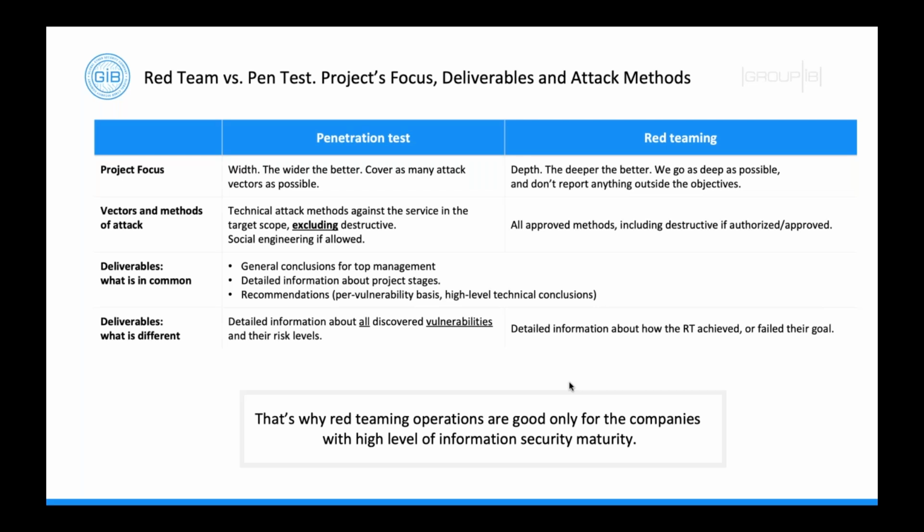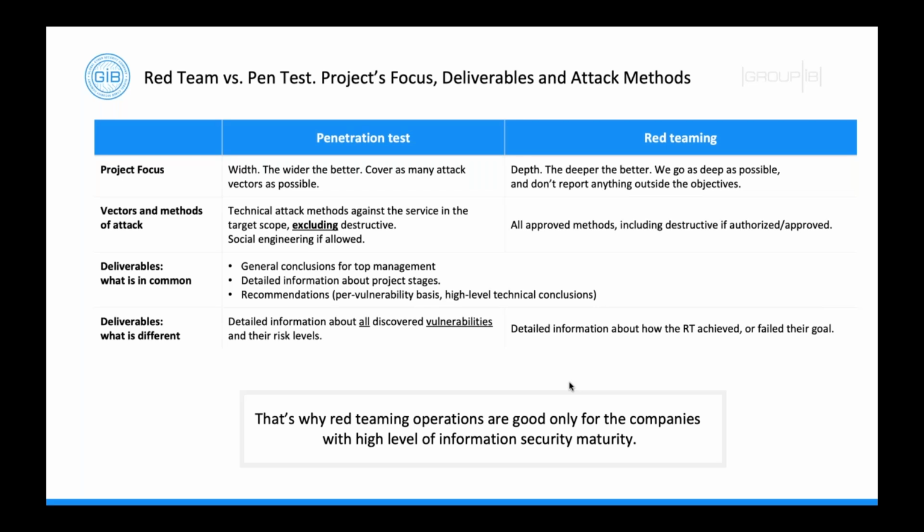In terms of the vectors and methods of attack, for penetration tests, it's basically technical attack methods against the service in the target scope. It excludes destructive methods. Social engineering is utilized during a penetration test, but only if it's authorized by the customer. So it could be used in penetration tests. In red teaming, all methods can be employed to achieve the objective. This can even include using offensive or destructive methods if it's approved by the client, of course.